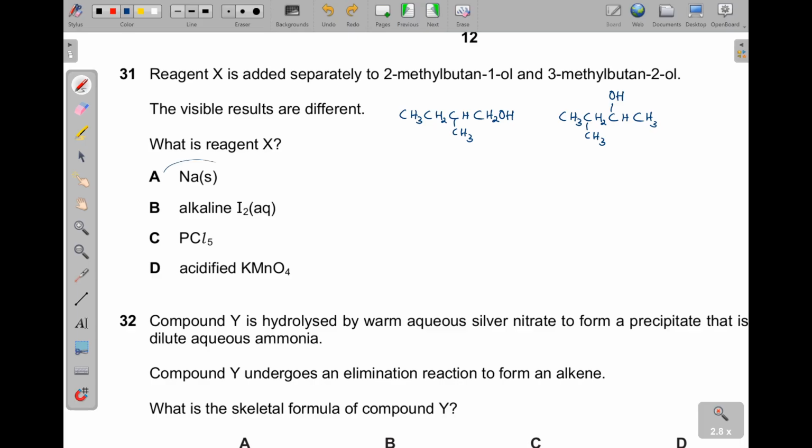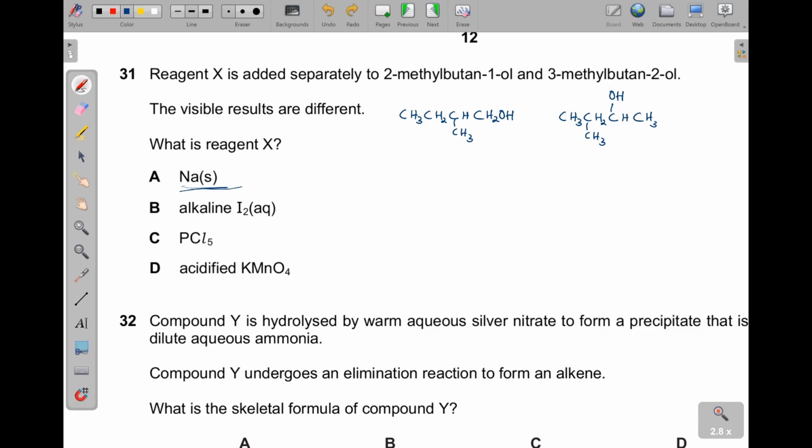When you react with sodium, alcohols react with sodium to get sodium alkoxides. Okay. In other words, this H goes off and then you put there the sodium. And then hydrogen as a gas is released. So both of them will give a positive test with sodium because they have the OHs.